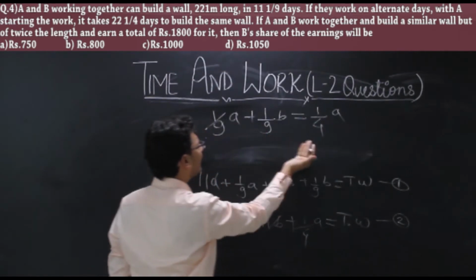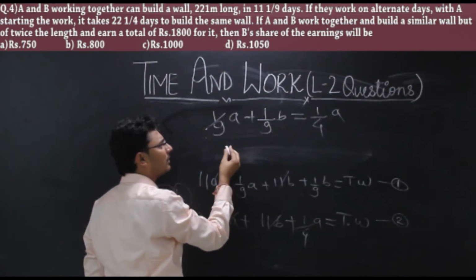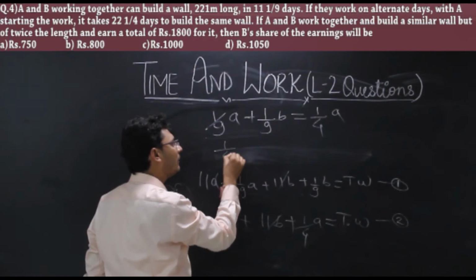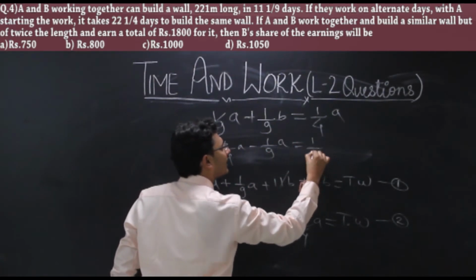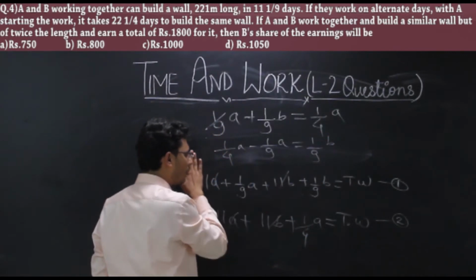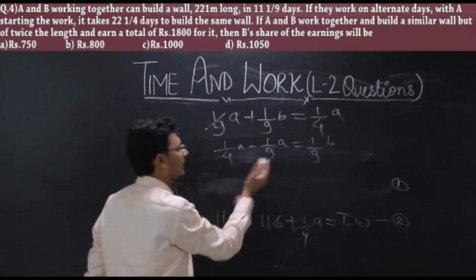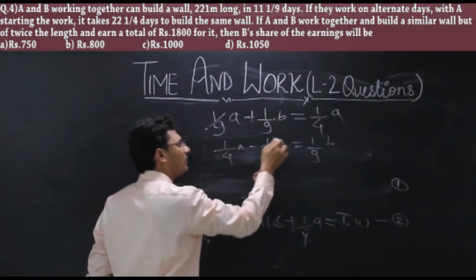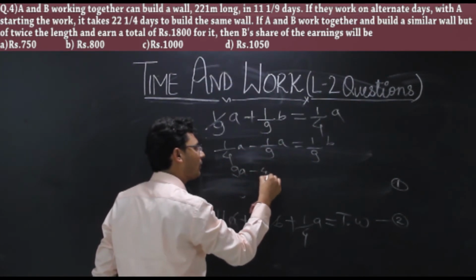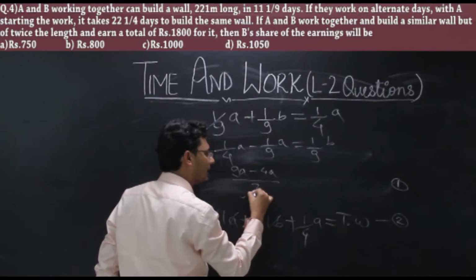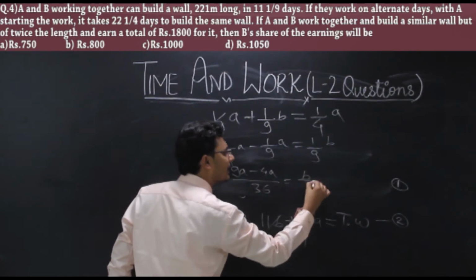So if I take A across, it is nothing but 1/4A minus 1/9A. This should be equal to 1/9B. If I go on to solve this, it is nothing but 9A minus 4A upon 9 into 4, 36. This is equal to B by 9.